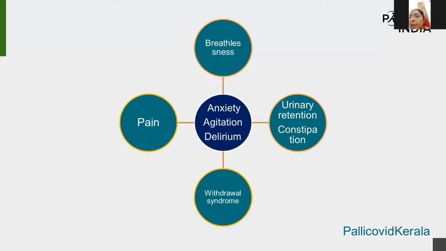Okay. The contributory factors for anxiety, agitation, and delirium. One is definitely breathlessness. The second one is pain. I think we talked about pain yesterday, and the universal drug being morphine, which would help with breathlessness and pain. And especially in elderly patients, we should not forget to ask about urinary retention, constipation, etc. The patient might already be on morphine, and if we're increasing the dose of morphine, they might have urinary retention.